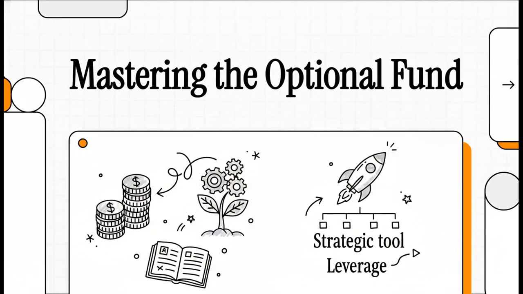Today, we're going to take what might look like a totally dry, boring accounting rule and transform it into your cooperative's absolute most powerful strategic tool for growth. We're talking about the optional fund. We're going to break down the exact journal entries, the compliance rules you absolutely need to know, and how you can actually leverage this thing in the real world.